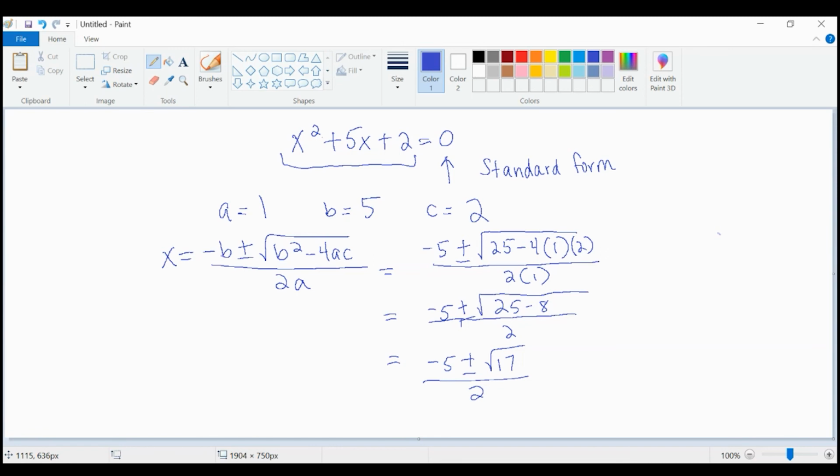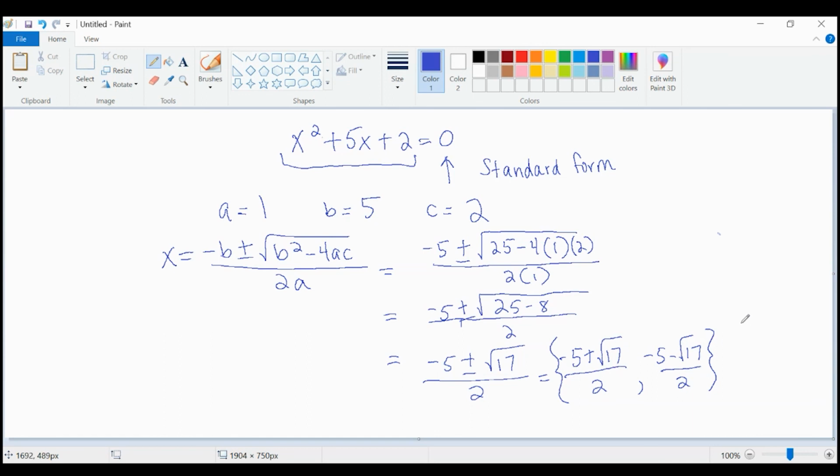And at this point, you need to determine what your teacher wants you to do as far as what kind of form you should leave your solutions. This is our two solutions in exact form: negative 5 plus the square root of 17 over 2, and negative 5 minus the square root of 17 over 2. But if you're asked to approximate these values instead, then you will need to use your calculator.